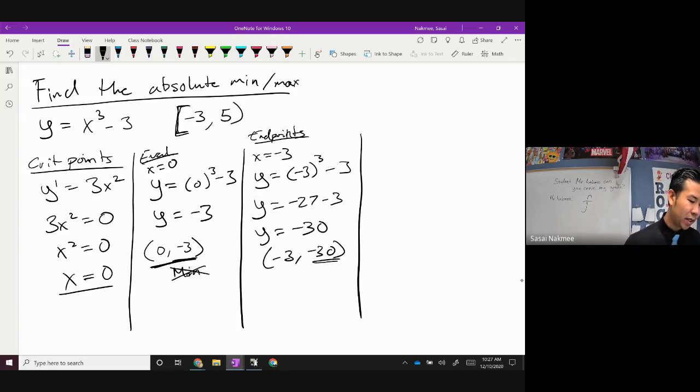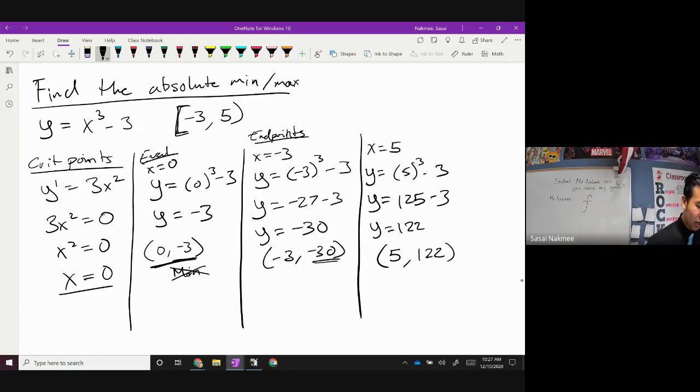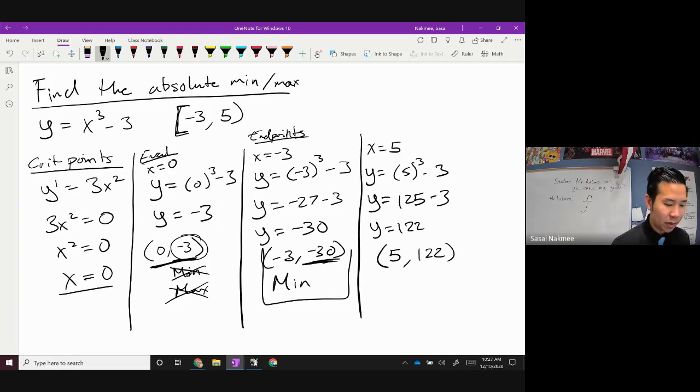The next endpoint is at x equal to 5. Here y is equal to 5 cubed minus 3, which is 125 minus 3, so y is equal to 122. So at x equals 5, the output value was 122, which is clearly higher than that one. So this can also not be your max. But here's the kicker. This one is your minimum. This one is definitely lower, the lowest point you have on this interval. So this is definitely your minimum value.